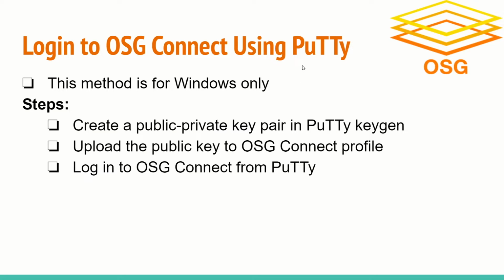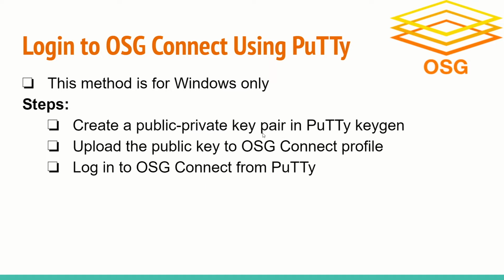Welcome everyone to the OSG Connect login tutorial using PuTTY. The method that we'll be showing you in this video is applicable for Windows only, and the steps for this method are: create a public and private key pair in PuTTYgen, and then upload the public key to our OSG Connect profile, and then log into the OSG Connect from PuTTY.